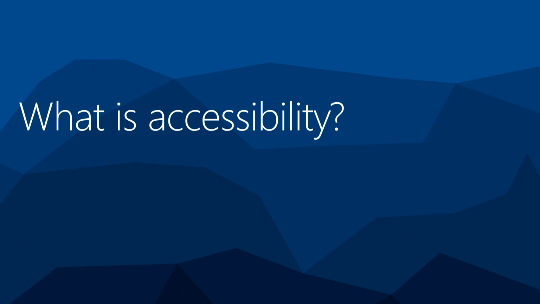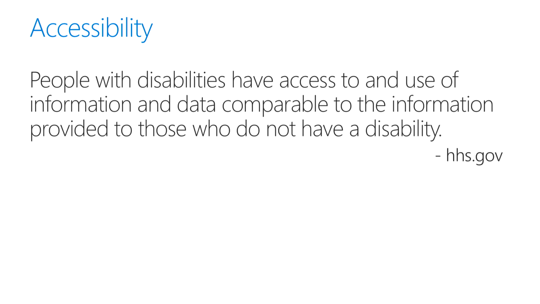So the question, whenever you start asking what is something, I think a great place to start is the definition of it. And according to the U.S. Department of Health and Human Services, accessibility is making sure that people with disabilities have access to the comparable information and data as someone who does not have a disability. So it's all about making sure we are on equal footing, data equality, we all have the same information and we can have a conversation together.